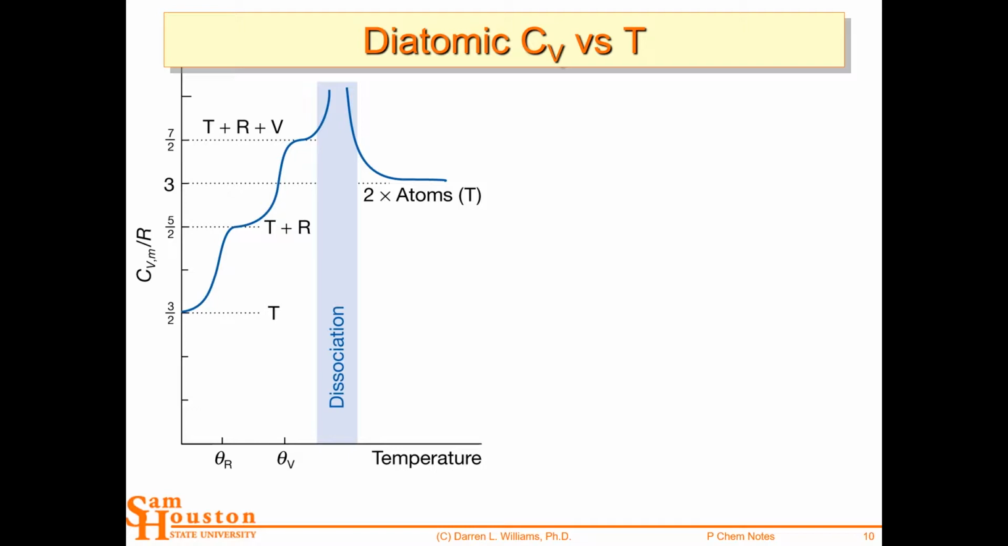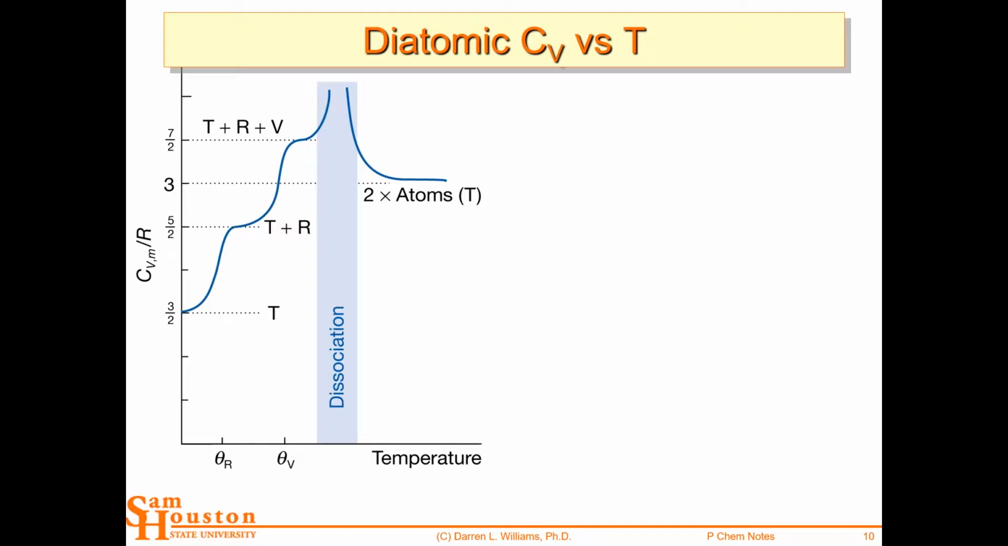And at low temperature, we don't have it going all the way down to 0, but we're saying at low temperature, it's just the translations, 3/2 R. And then as we get past the rotational temperature here, we activate those rotations, and now we have the heat capacity of 5/2 R. Why 5/2? Because it's a linear molecule. Yeah, it's diatomic, so it has to be linear.